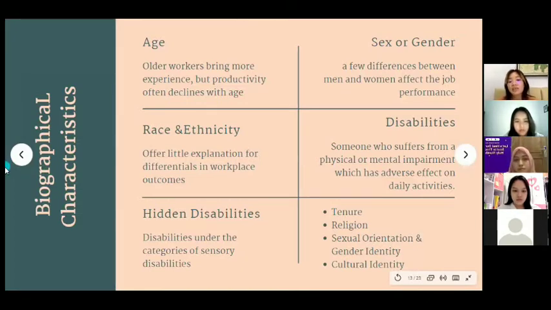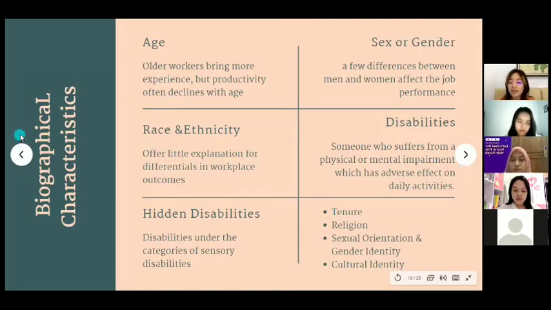Age is an increasingly relevant characteristic as the workforce is aging. The older workers tend to bring experience, judgment, a strong work ethic, and commitment to quality. But there is a perception that older workers are less adaptable and less motivated to learn new technology. Second one is gender. There are a few differences between men and women that affect job performance. The next is race and ethnicity.